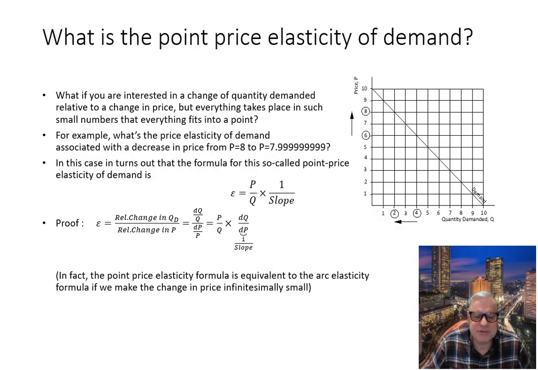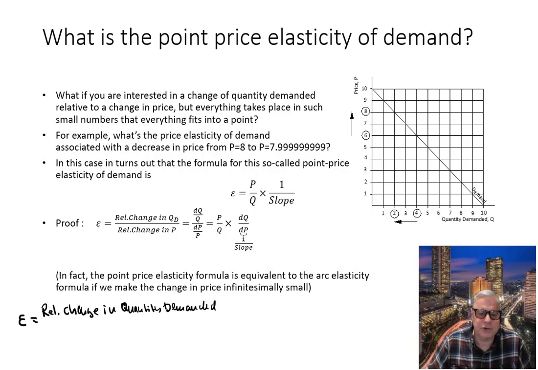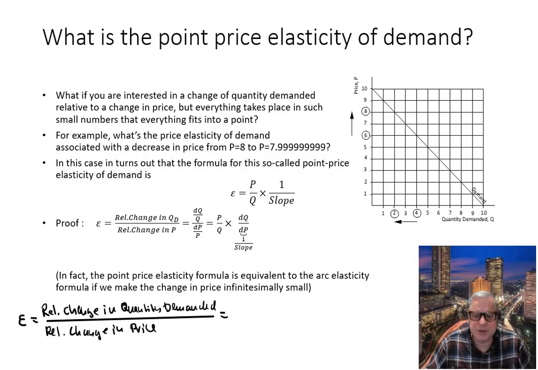if you have everything which is very small, then you would write the elasticity, which is generally written as the relative change in quantity demanded over the relative change in price. Okay, so this is the basic formula.